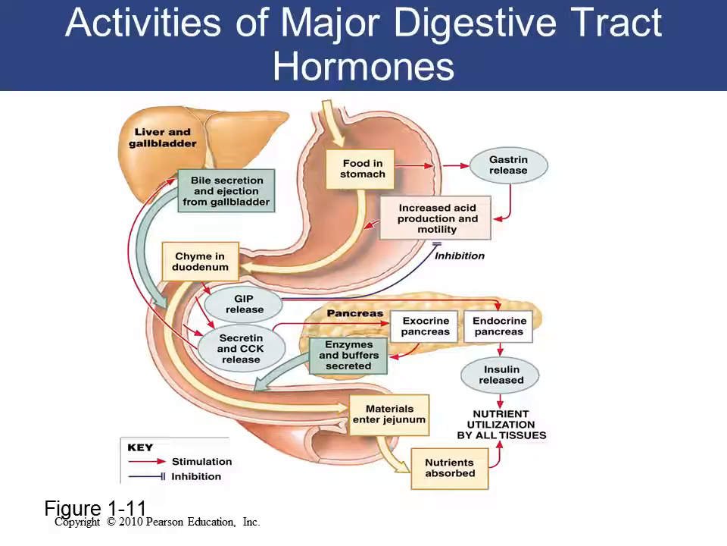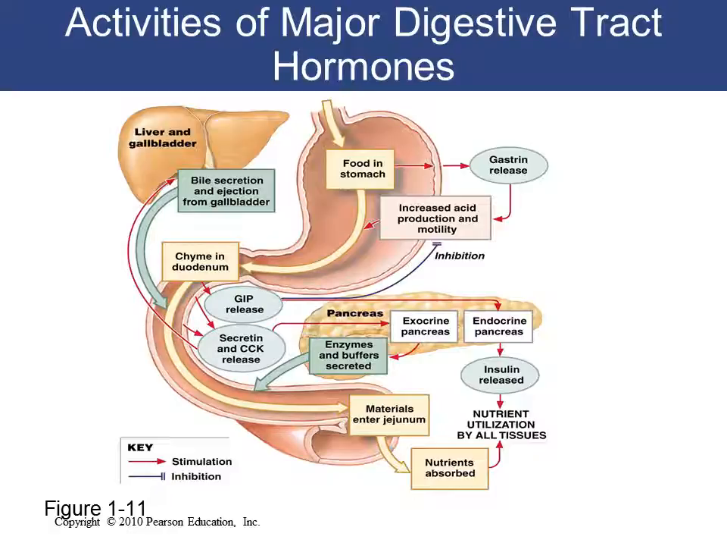When the food enters into the stomach, gastrin is released. This gastrin that's released increases acid production and motility. Now when the food leaves the stomach and enters into the duodenum, three things are released. We have the gastric inhibitory peptide, we have the secretin, and cholecystokinin.